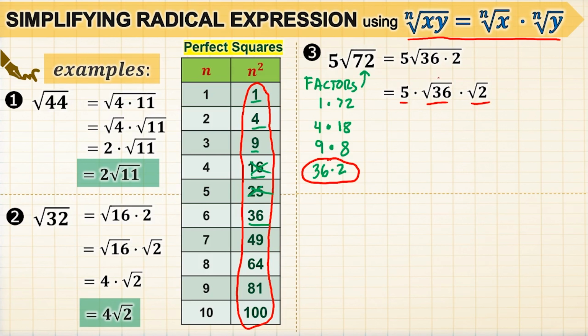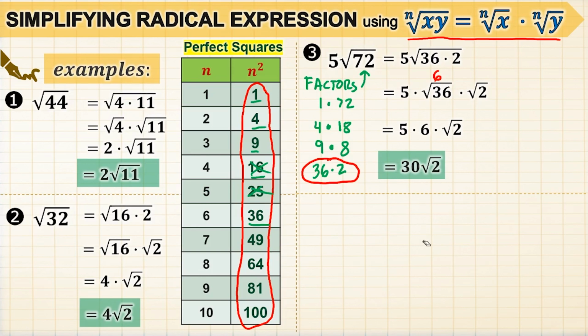Now, this time, we can now simplify square root of 36, which is equal to 6. Ayan. So, pag sinulat natin sila ulit, magiging 5 times 6 times the square root of 2. Kung mapapansin nyo, pwede nating i-multiply si 5 tsaka si 6. So, 5 times 6 is equal to 30. That means our final answer would be 30 square root of 2. Gets po?